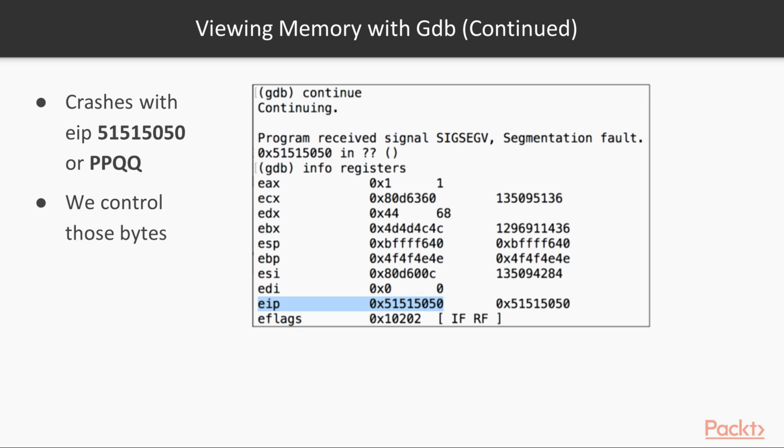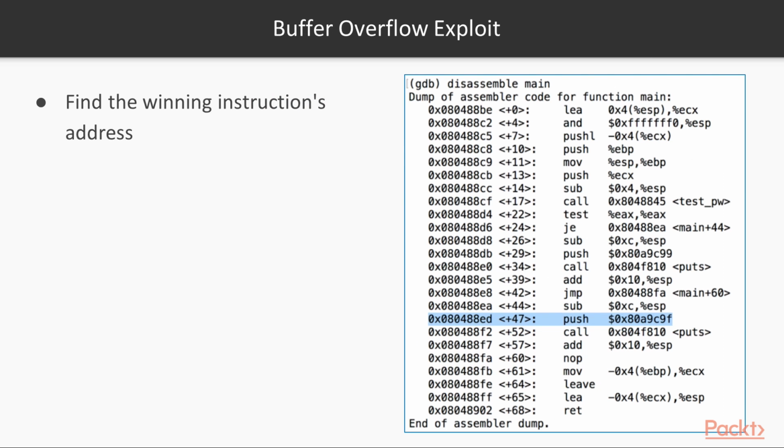Now all I have to do is choose an address. To find an address, I disassemble main, and even though the assembly code may be a little difficult to read, you can just look at the right side and read the names of the routines. This calls the testPW subroutine. Here's a puts, and here's another puts.